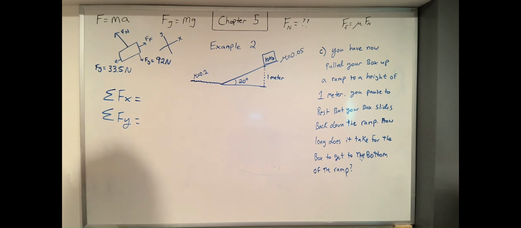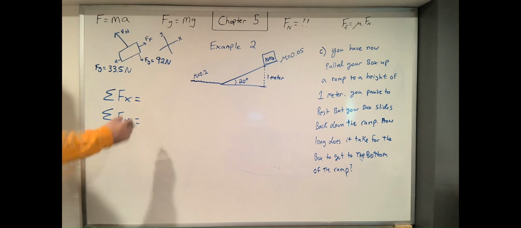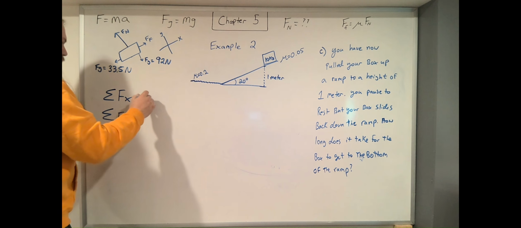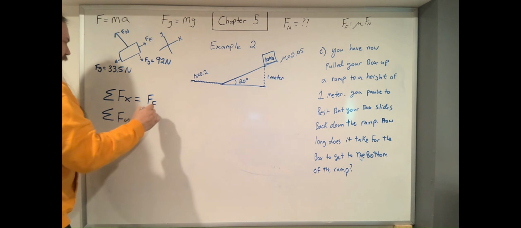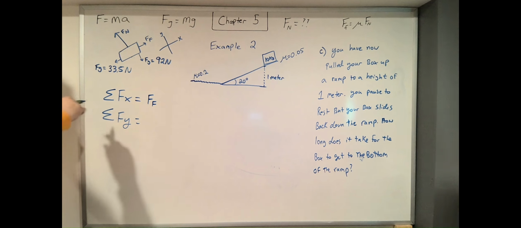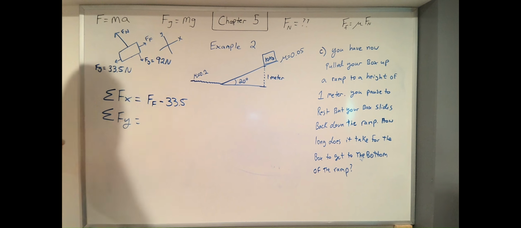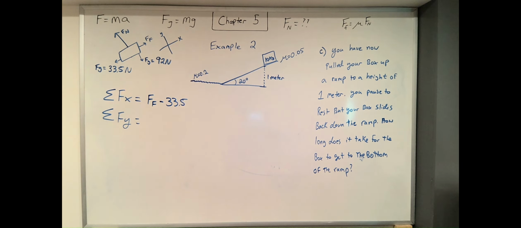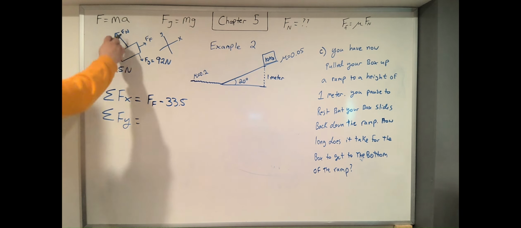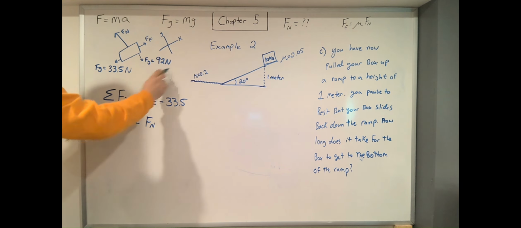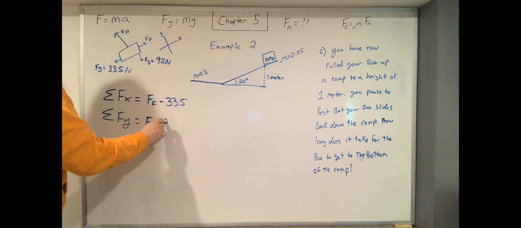All right. So now the Fx, I have a couple things in here. One, I have the friction force, which is now pointing in the positive direction. So I'll have the friction force. And I have this Fg pointing backwards. So this is going to be a minus 33.5. Okay. In the y direction, I also have two. I have the normal force, which is pointing up. And I have this component of Fg, which is pointing down, 92.